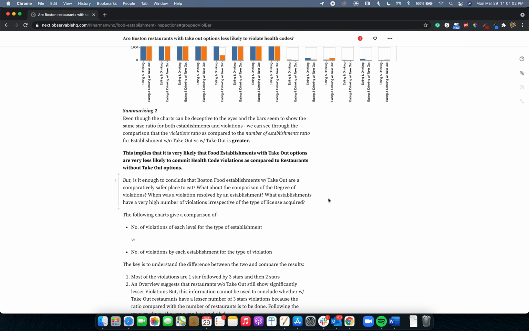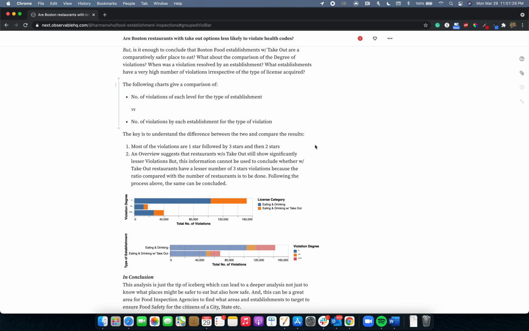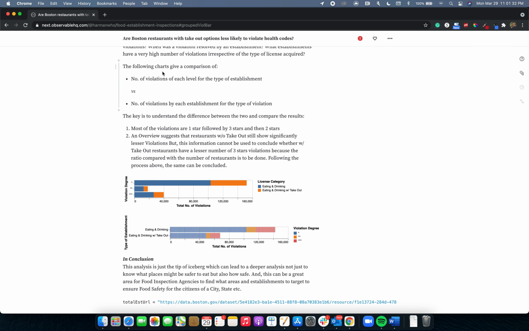But is this enough to conclude that the food establishments with takeout are comparatively less compliant? What about the other questions like comparison of these degrees of violations and when these violations were resolved? What establishments have a very high number of violations irrespective of the type of license applied? So what maybe we can look into is a comparison of two different charts.